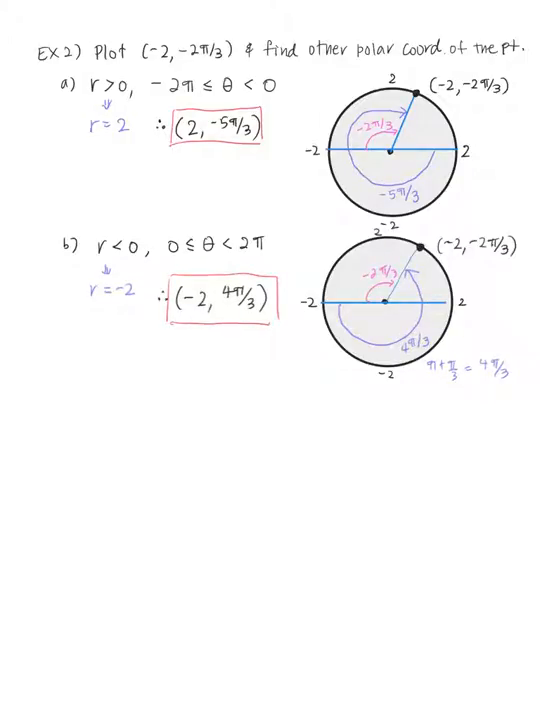Okay, let's do another one. Part C. R is greater than 0, and theta must be between 2 pi and 4 pi. So let me draw the same picture.